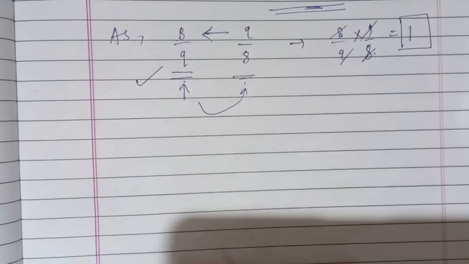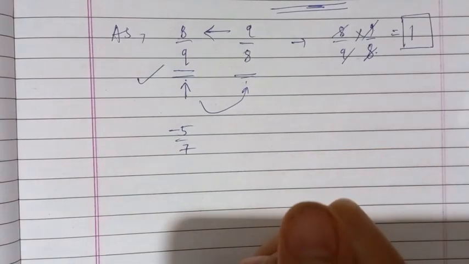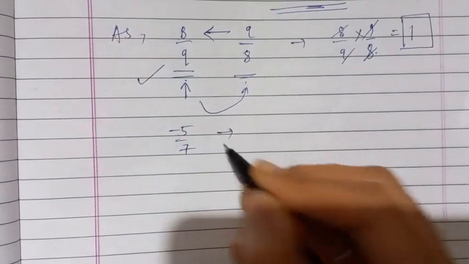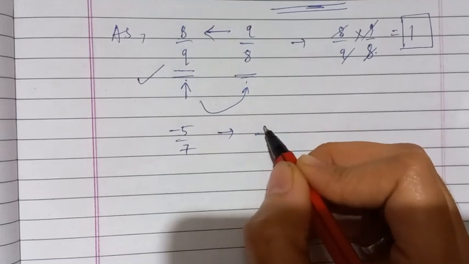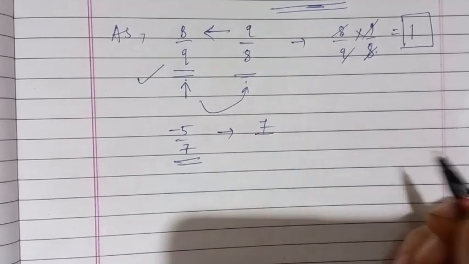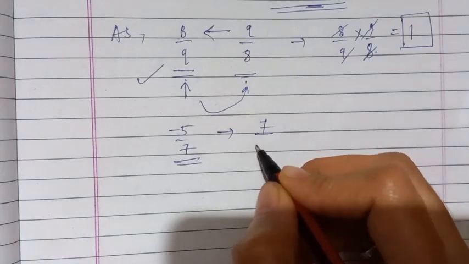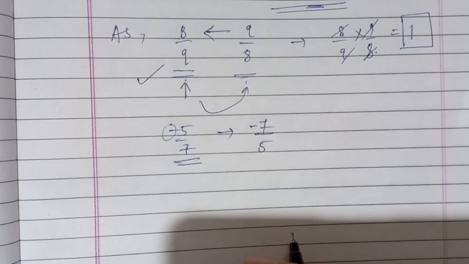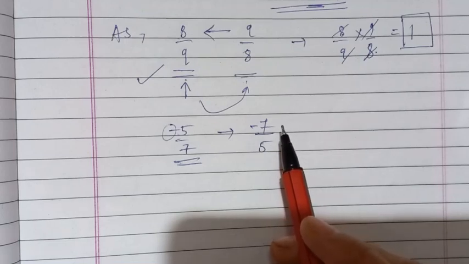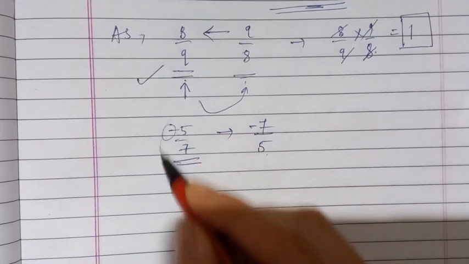Let's take another example, minus 5 by 7. What is the reciprocal of this? Simply, we change the position of numerator and denominator. This minus 5 will come to the denominator and 7 will go to the numerator. But we have to assign this minus sign to 7, because in the definition of a rational number, we know that q is the denominator and the denominator does not have a minus sign. So minus 7 by 5 is the reciprocal of minus 5 by 7.